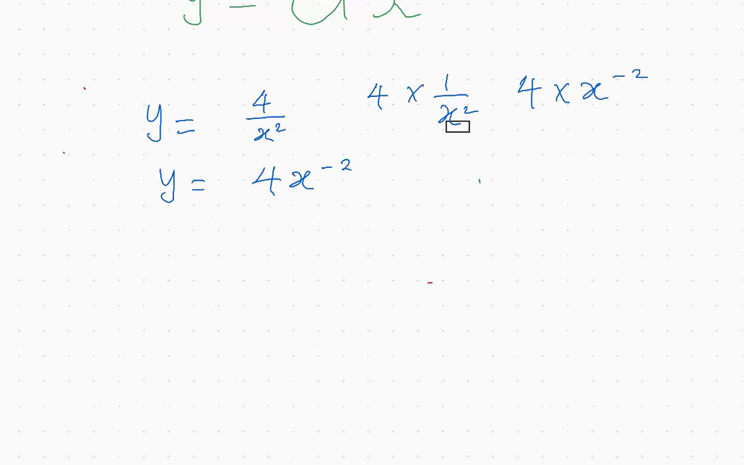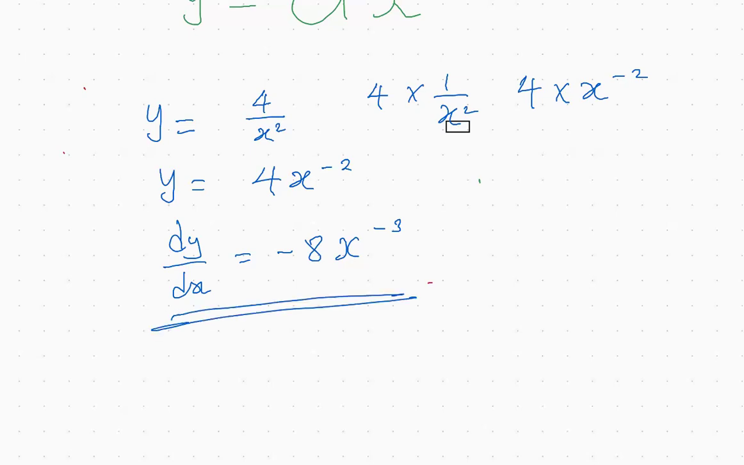That gives you dy/dx will be equal to minus 8x to the power of minus 3. Can you see? Minus 8x to the power of what? Minus 3. So you multiply the minus 2 times 4, that gives you minus 8. Then minus 2 minus 1, that gives you minus 3. So that is it. Don't forget these types of questions. You have to make sure you turn the indices first before you actually do it.